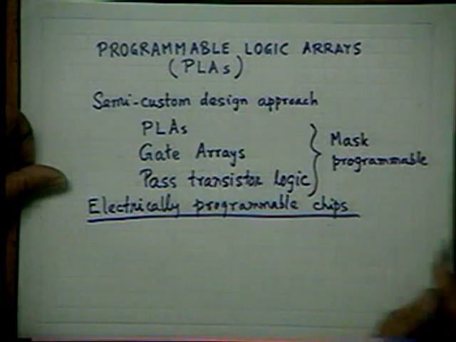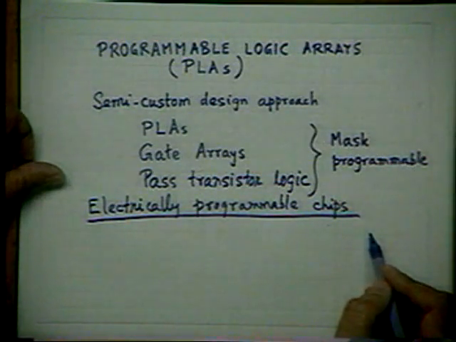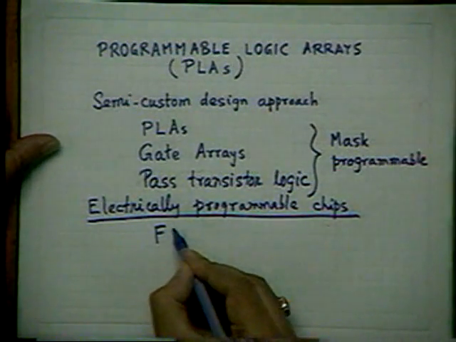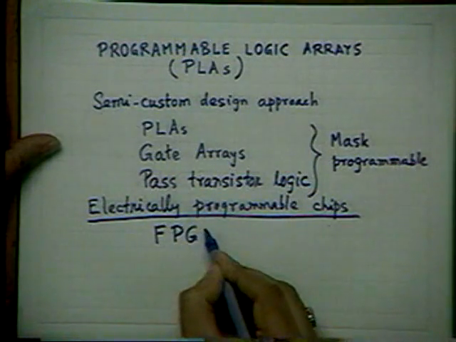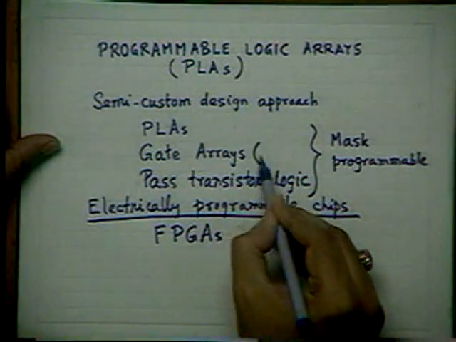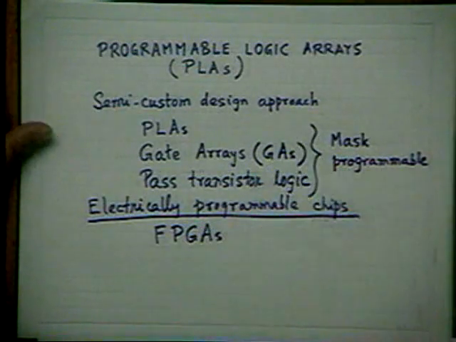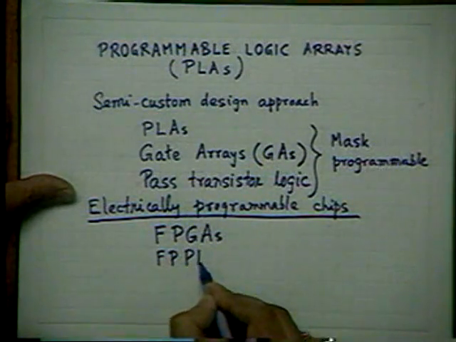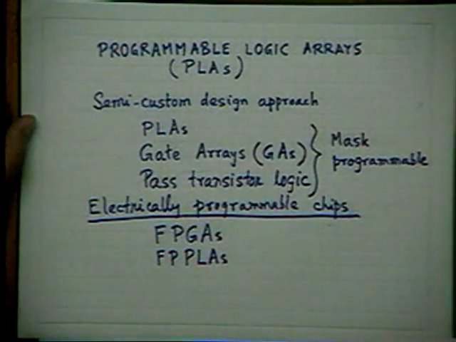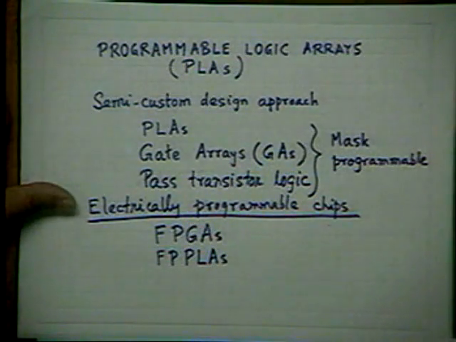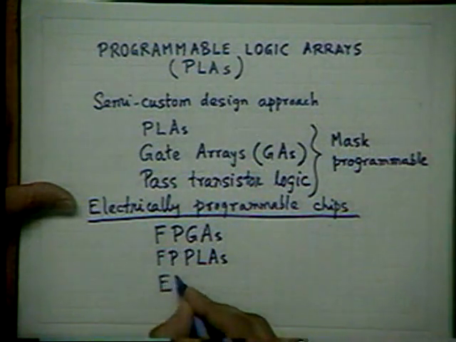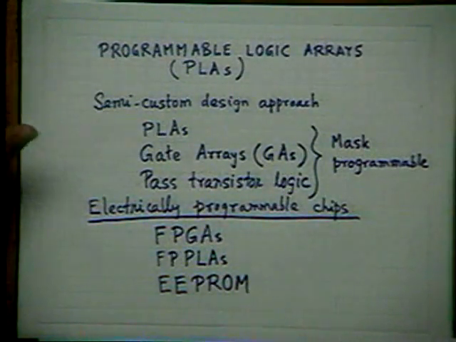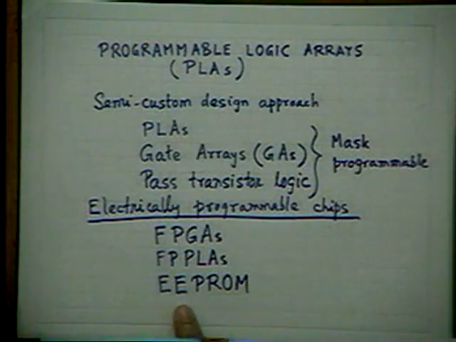The best example today of an electrically programmable chip, forgetting about memory, since memory is separate, is the FPGA, field programmable gate arrays. Or FPPLAs, field programmable PLAs. And of course, in memory there is already EEPROM, electrically erasable programmable ROM.